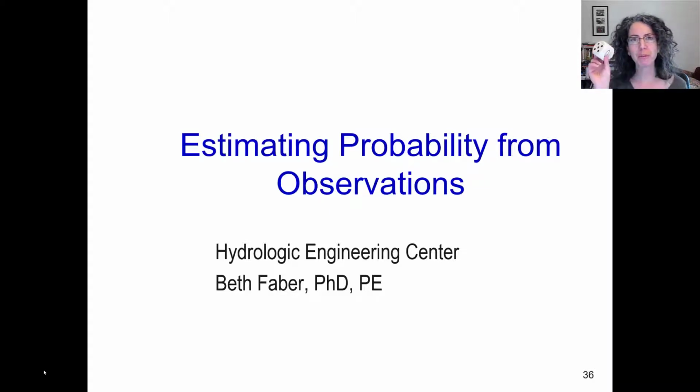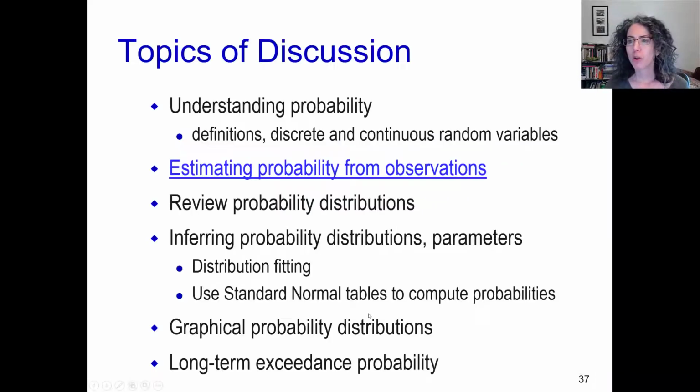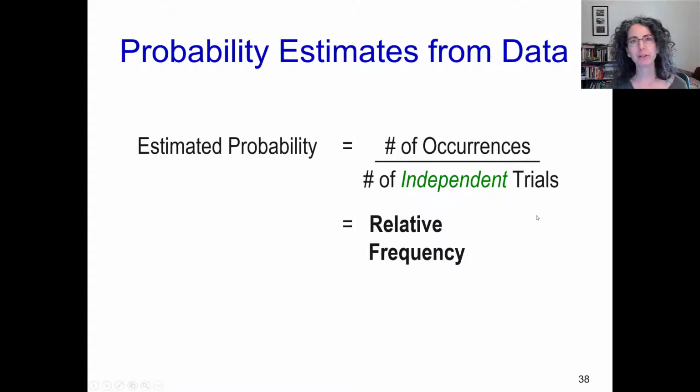Now, we did this already with the six-sided die when we were comparing the different methods of estimating probability. Now we're going to move on to continuous random variables. We are on the second topic in our list of topics. So again, we're going to use relative frequency as our tool for estimating probability.